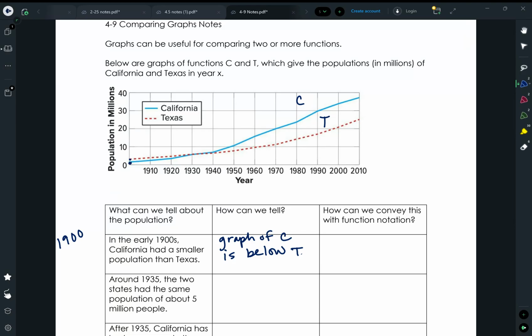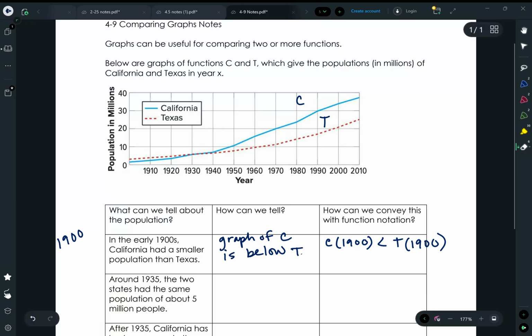How can we convey this in function notation? C of 1900 would be my population of California in 1900. 1900 is my input, population is my output, and it would be less than the Texas population in 1900. It's nice to write them this way because I honestly can't really tell what they are. Maybe Texas is like a 3 and California is a 2. It's really hard to tell from this.